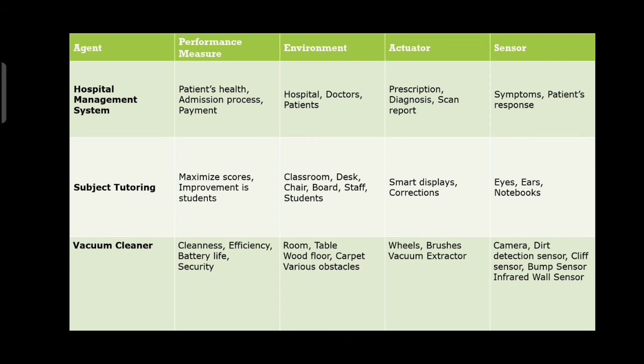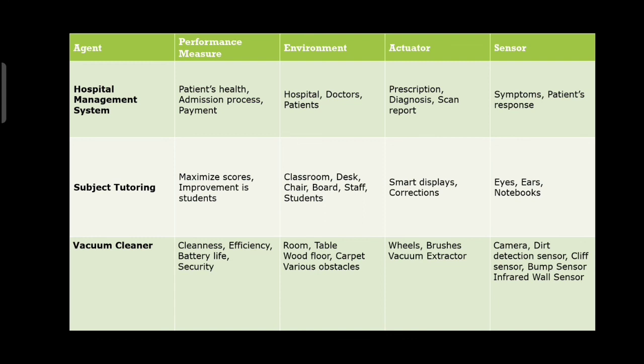Environment can be the room, the table, wood floor or carpet, and various obstacles in the room. Actuators can be the wheels of the vacuum cleaner, brushes, and the vacuum extractor. The sensors can be the camera, the dirt detection sensor, cliff sensor, bump sensor, and infrared wall sensor. By these criteria or requirements, we can represent an agent in the PEAS representation model.